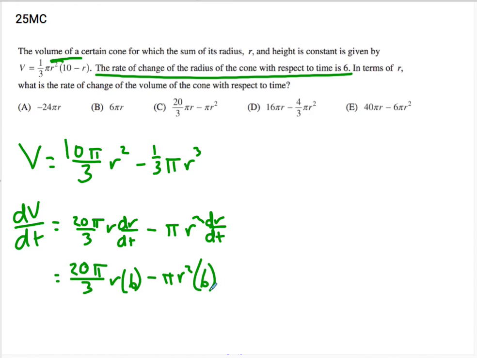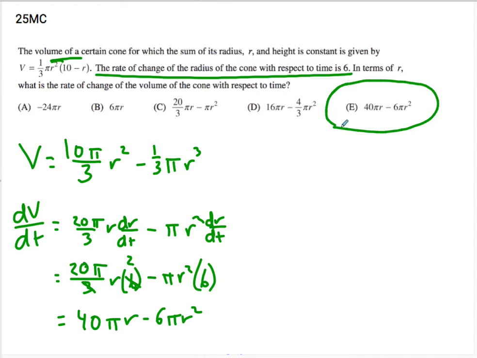All right, clean this up a little bit. The 3 and the 6 reduce to 2 and 1. So this is 40πr minus 6πr², which we can see is E.